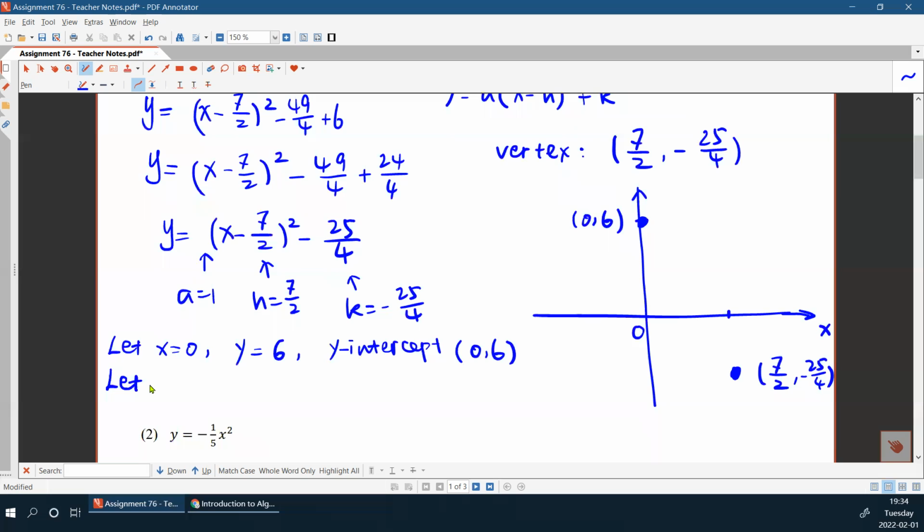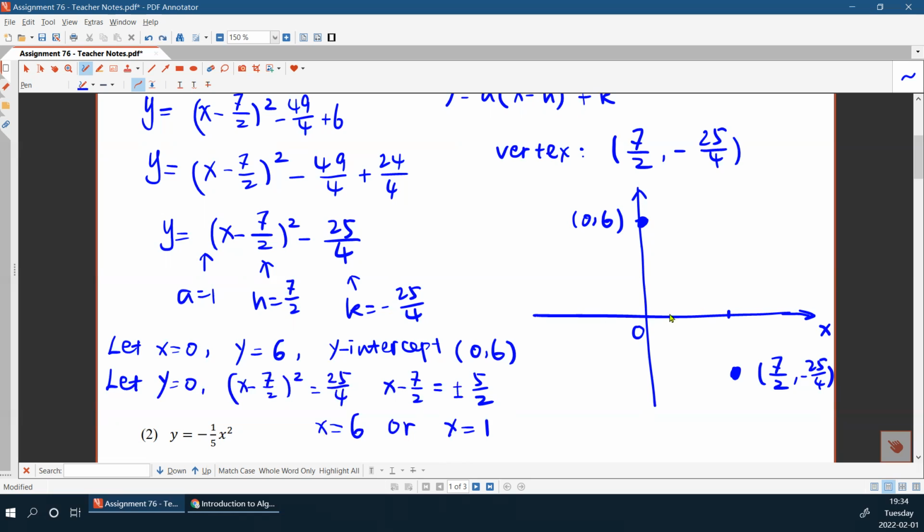Next, we need to find its x-intercept. That means to let y be 0 and solve for x, right? If y is 0, that means x minus 7 over 2 squared equals 25 over 4. That means x minus 7 over 2 should be positive or negative 5 over 2. And if we choose positive 5 over 2, then x is 6. Or if we choose negative 5 over 2, x is 1, right? So that means there are two x-intercepts.